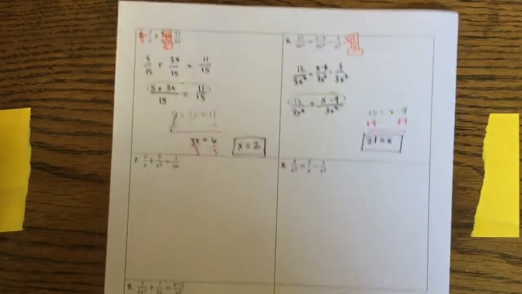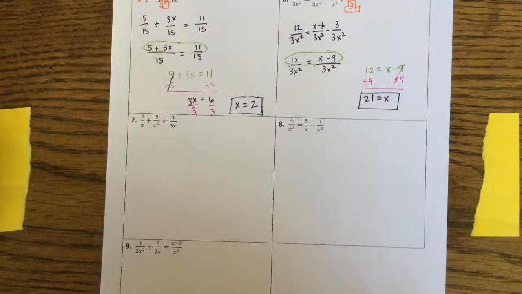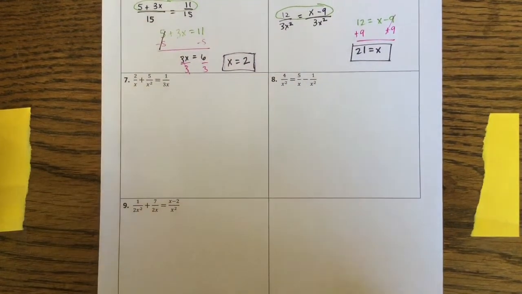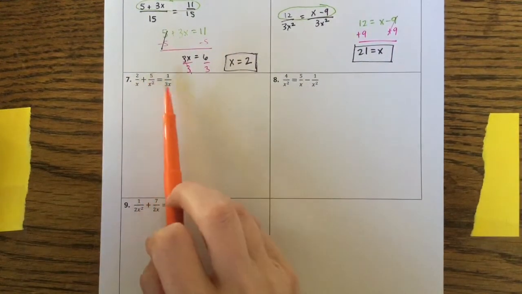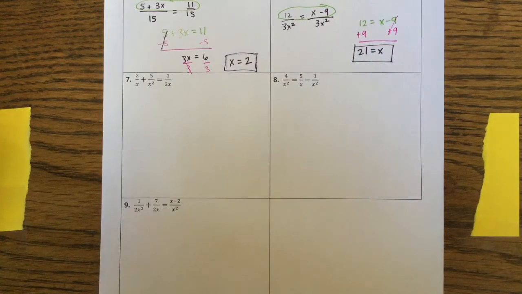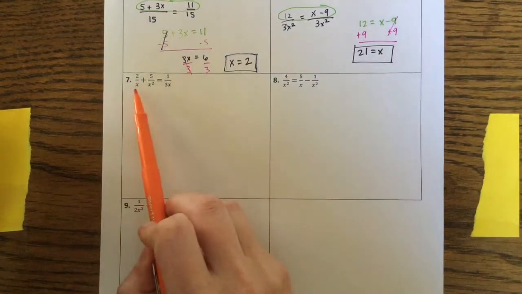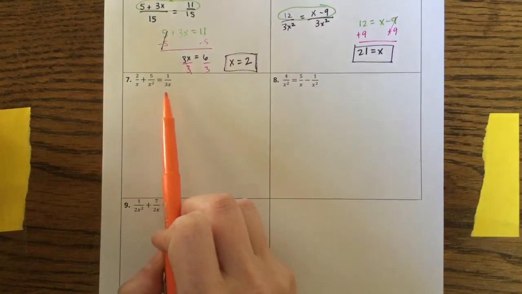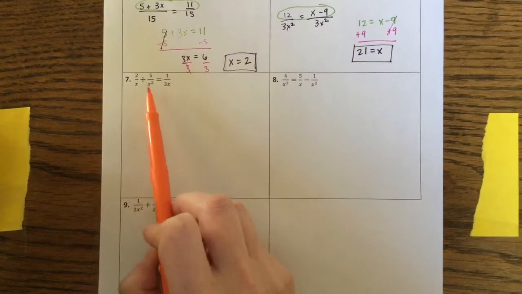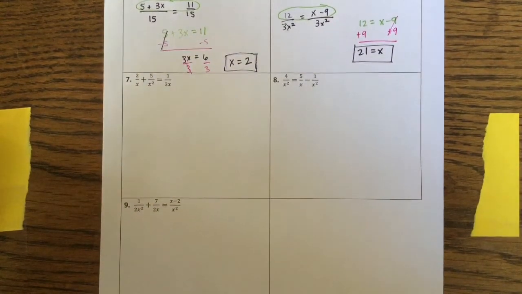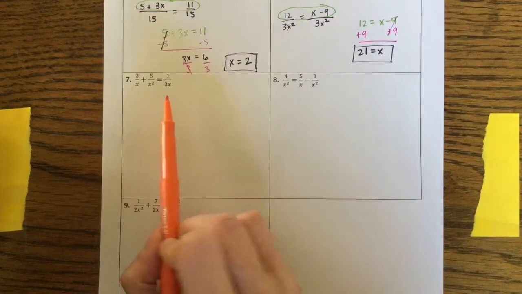All right, on number 7, I'm going to kind of help you get started and then let you finish that one and do numbers 8 and 9 as well. So on number 7, start thinking about what you might want those denominators to be if we're trying to get all 3 fractions to have the same denominator. So one of them's got just an x, one's got an x squared, one's got a 3x. So if we can get all denominators to have a 3 in them, and maybe we can get all denominators to have an x squared. So our goal is going to be to get all denominators to be 3x squared.